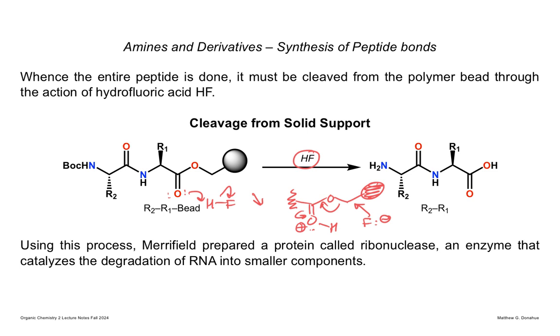So this was demonstrated by Merrifield preparing a protein called ribonuclease. So that was published in the Journal of the American Chemical Society. And so ribonuclease is an enzyme that catalyzes degradation of RNA into smaller components.